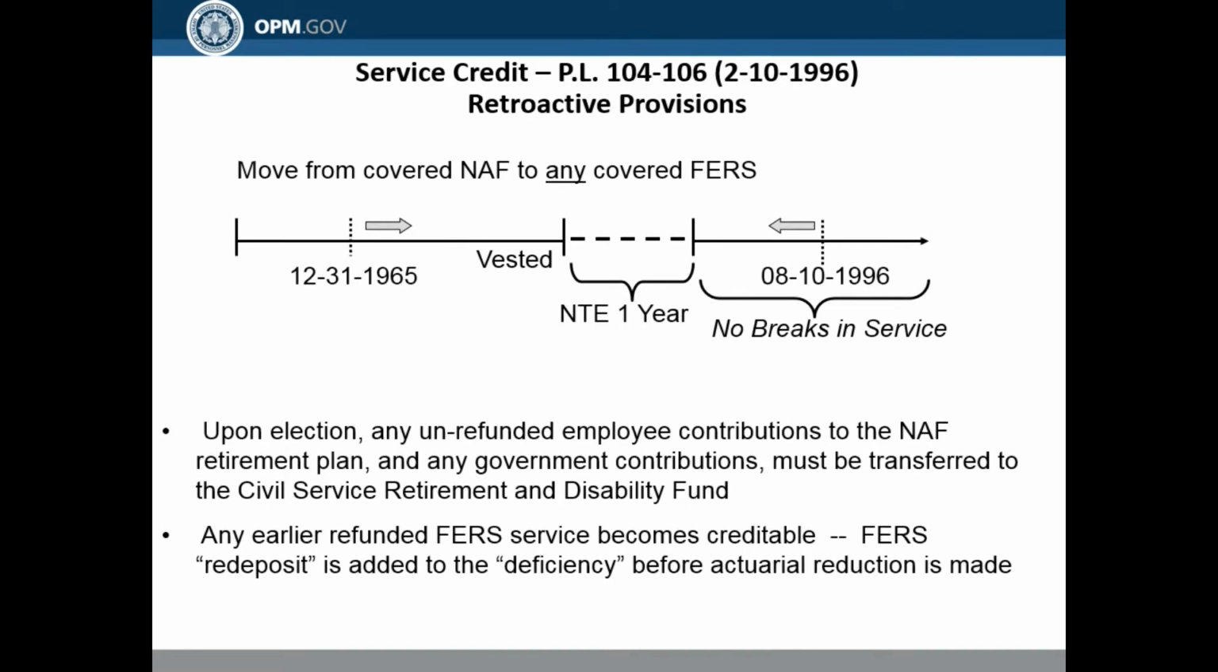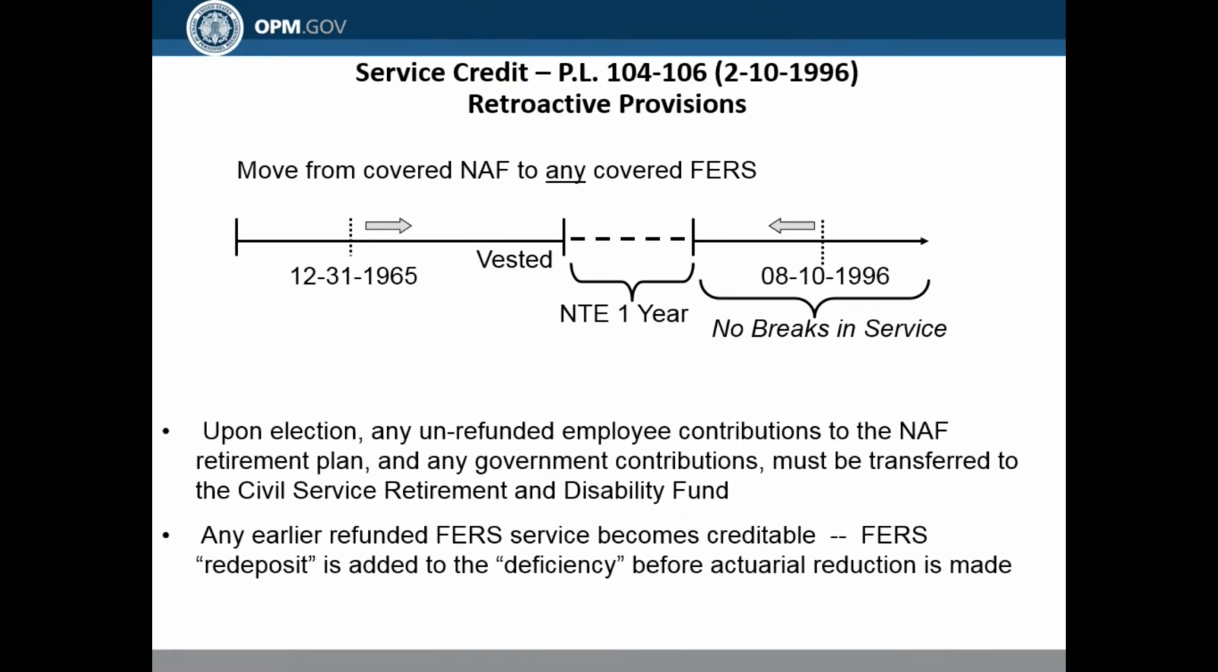Okay, now the retroactive provisions again. Upon election, any unrefunded employee contributions to the NAF retirement plan and any government contributions must be transferred to the Civil Service Retirement and Disability Fund. Any earlier refunded FERS becomes creditable. Now, the FERS redeposit is added to the deficiency before the actuarial reduction is made if we're going to credit that service and treat it like refunded time, okay?